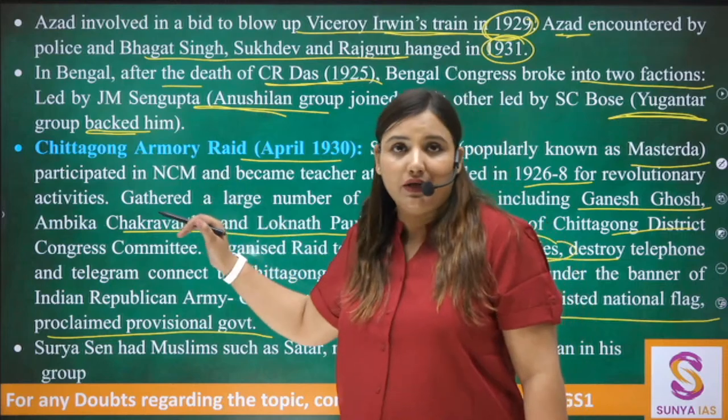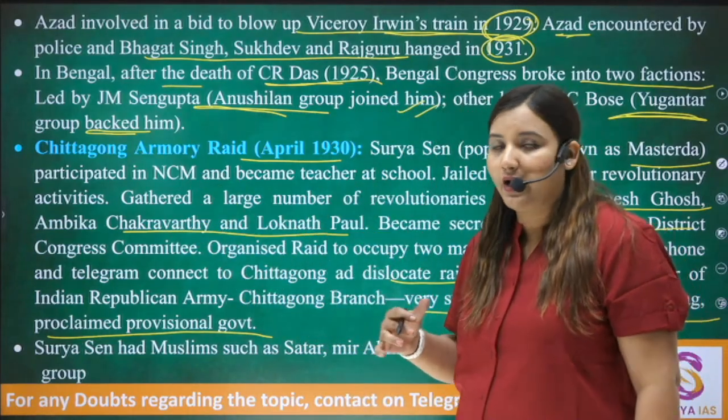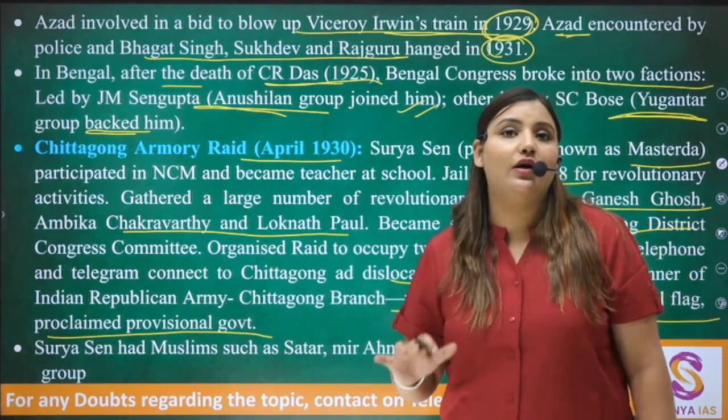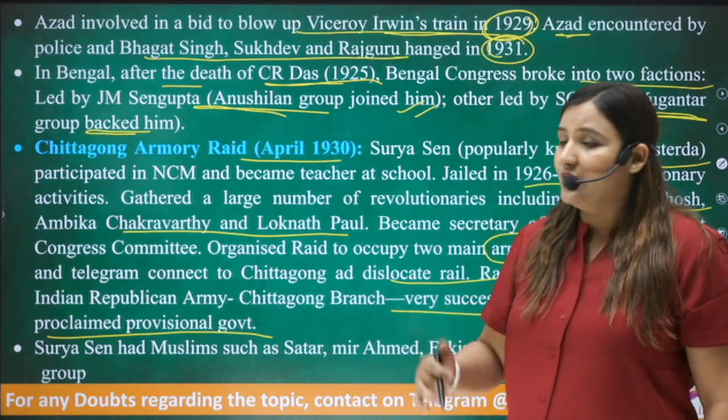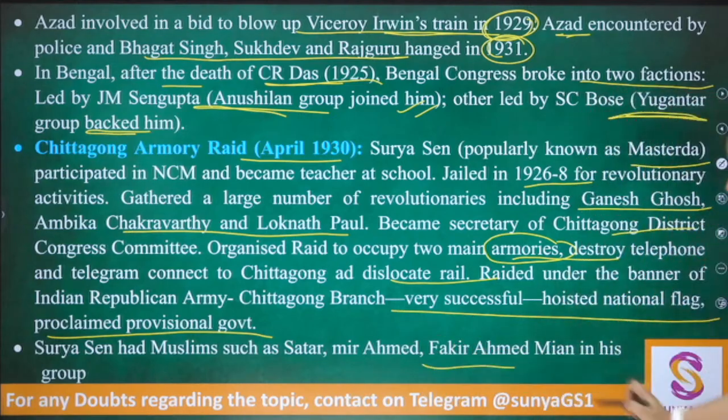Somehow these activities made Britishers understand that now Indians want complete independence and they won't listen to anyone. Surya Sen had Muslims such as Sattar, Mir Ahmed, Fakir Ahmed Mia in his group also.